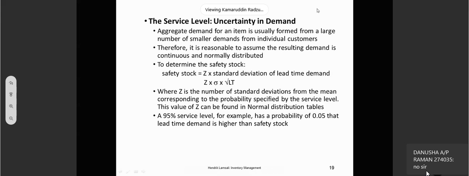Jadi kita tetapkan di situ 95% sahaja kita mampu untuk memenuhi permintaan yang tidak pasti daripada customer. 5% lagi menunjukkan bahawa kemungkinan akan berlaku kehabisan stok untuk permintaan yang tidak pasti. Baik.